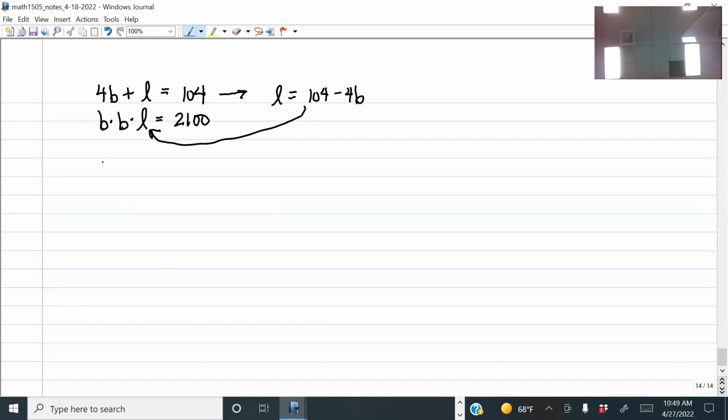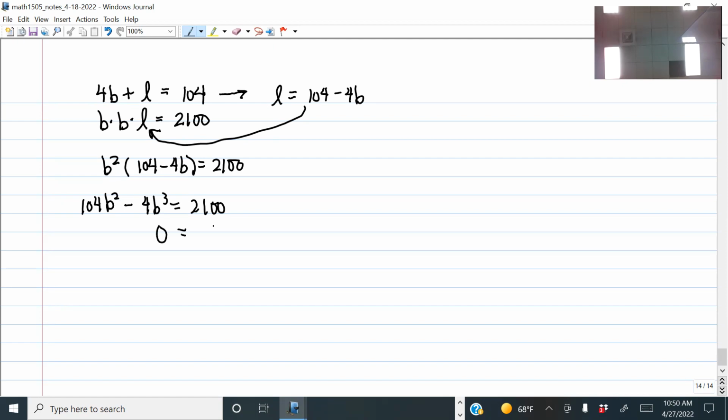So you get B times B, which is B squared, times the L, which is 104 minus 4B, is equal to 2,100. And now we're feeling a lot better, right? Because this looks like a polynomial equation, except it has B in it instead of X. So when you multiply the B through the parentheses, you get 104B squared minus 4B cubed is equal to 2,100. And let's set that to 0.